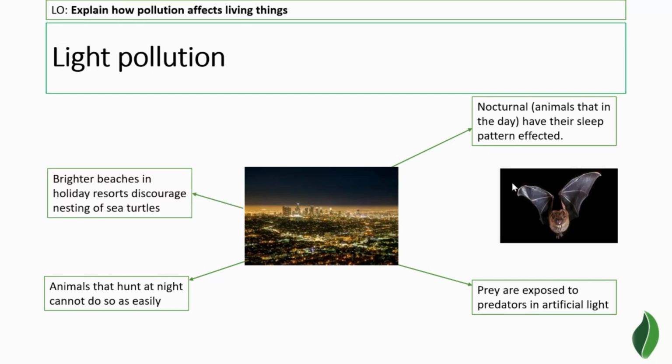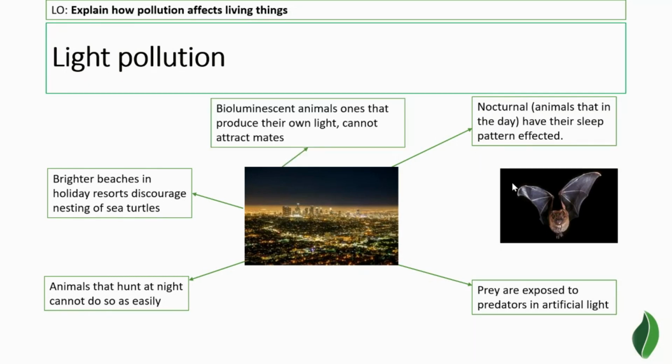Brighter beaches in holiday resorts discourage nesting of sea turtles. So sea turtles come out of the sea, they lay their eggs on beaches in quiet places, dark places, and then they swim back out to sea. The turtles hatch and they make their own way back out to sea. But if there isn't a quiet, dark place for them to lay their eggs, they won't do it, which means their numbers will decrease and they are becoming endangered.